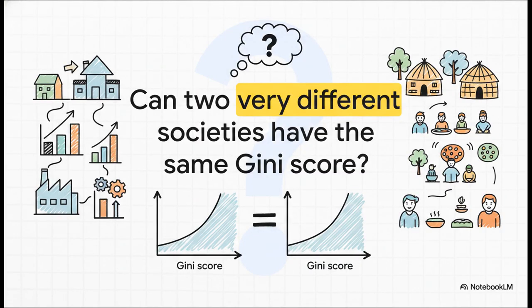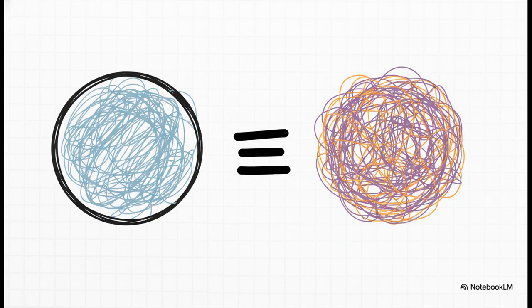This brings up a fascinating, kind of mind-bending question. Do you think it's possible for two completely different societies to have the exact same Gini score? Well, the answer is yes, it's totally possible. Think about it.